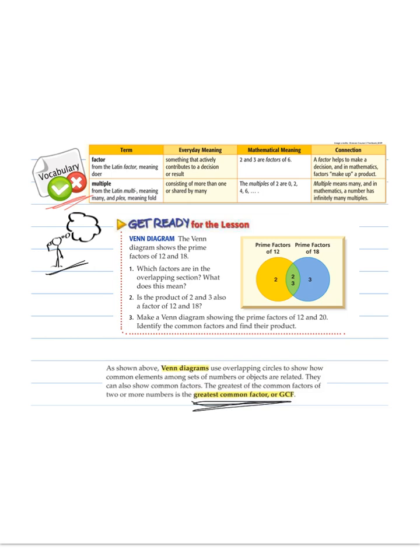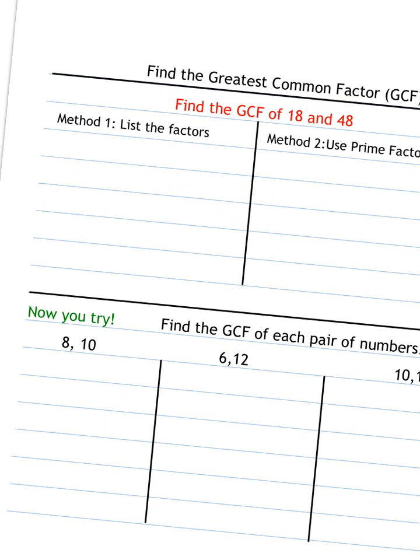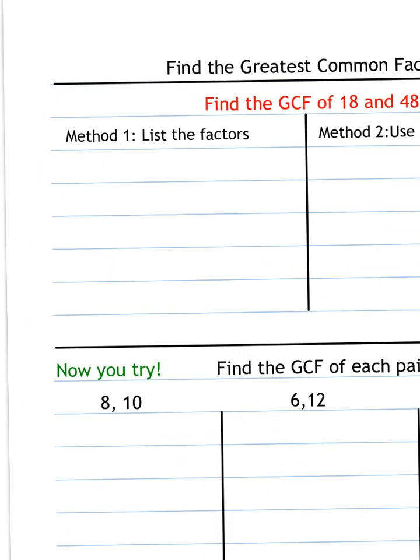Our greatest common factor, just like the name says, they are the common factors between two or more numbers, and it is the biggest number between them. There are a couple different methods that we can use here to find the greatest common factor in a set of numbers. The first method that we are going to look at is to list the factors. So we start with our 18, because we're looking at 18 and 48, and we list the factors of that.